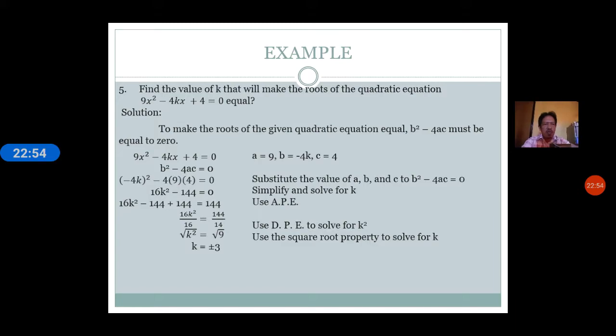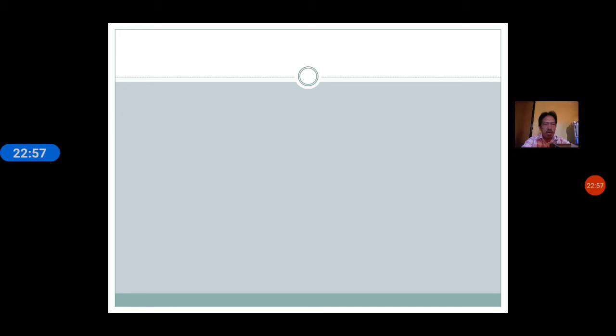Now, how do we know if we have the correct answer for the problem? Let us now check for the roots of the quadratic equation. If k is equal to negative 3, then we have 9x squared minus 4 times 3x plus 4 is equal to 0. Then we have the quadratic equation as 9x squared minus 12x plus 4 is equal to 0.